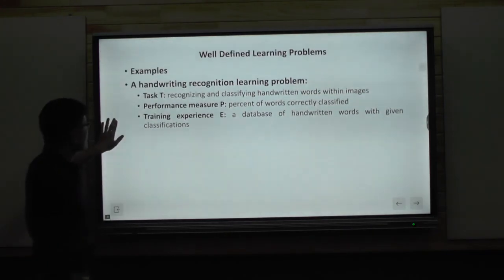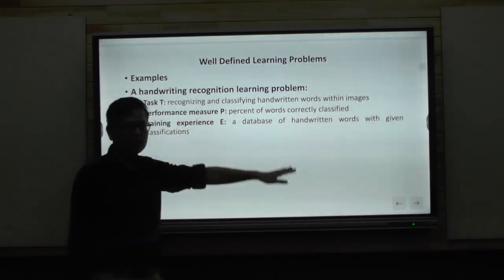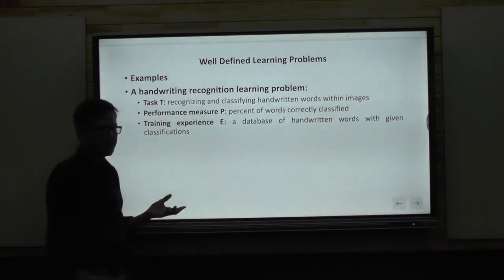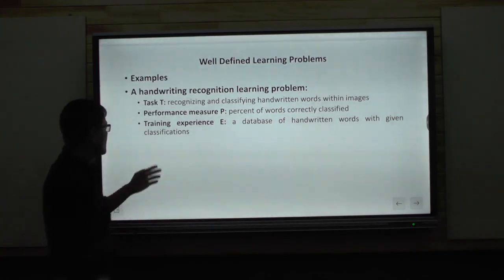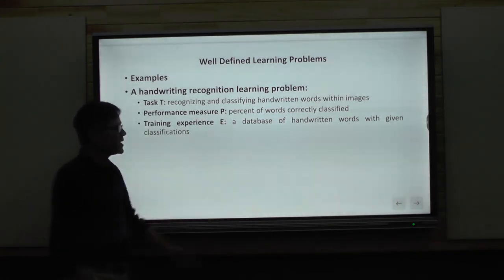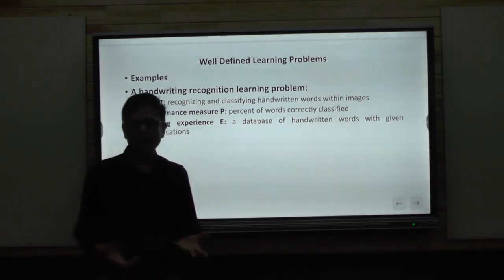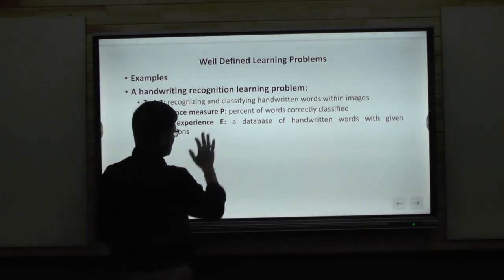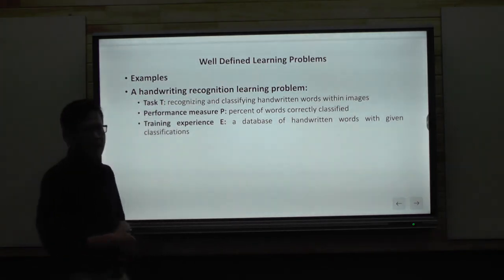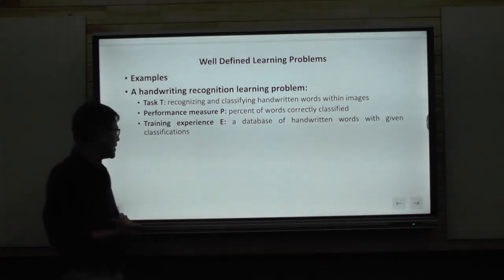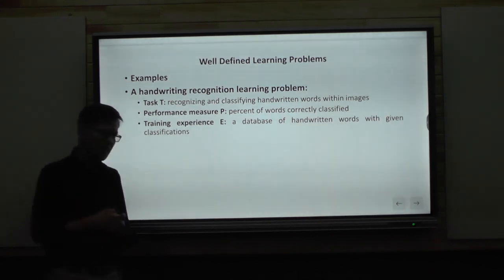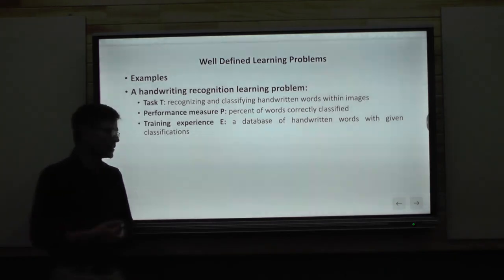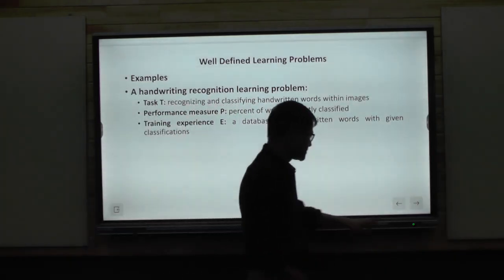For example, in the handwriting recognition learning problem, task T is to recognize the handwriting, and the performance measure P is the percentage of words correctly classified. Training experience E, a database of handwritten words with given classifications, that this is A, this is B, this is apple, this is water, something like that.